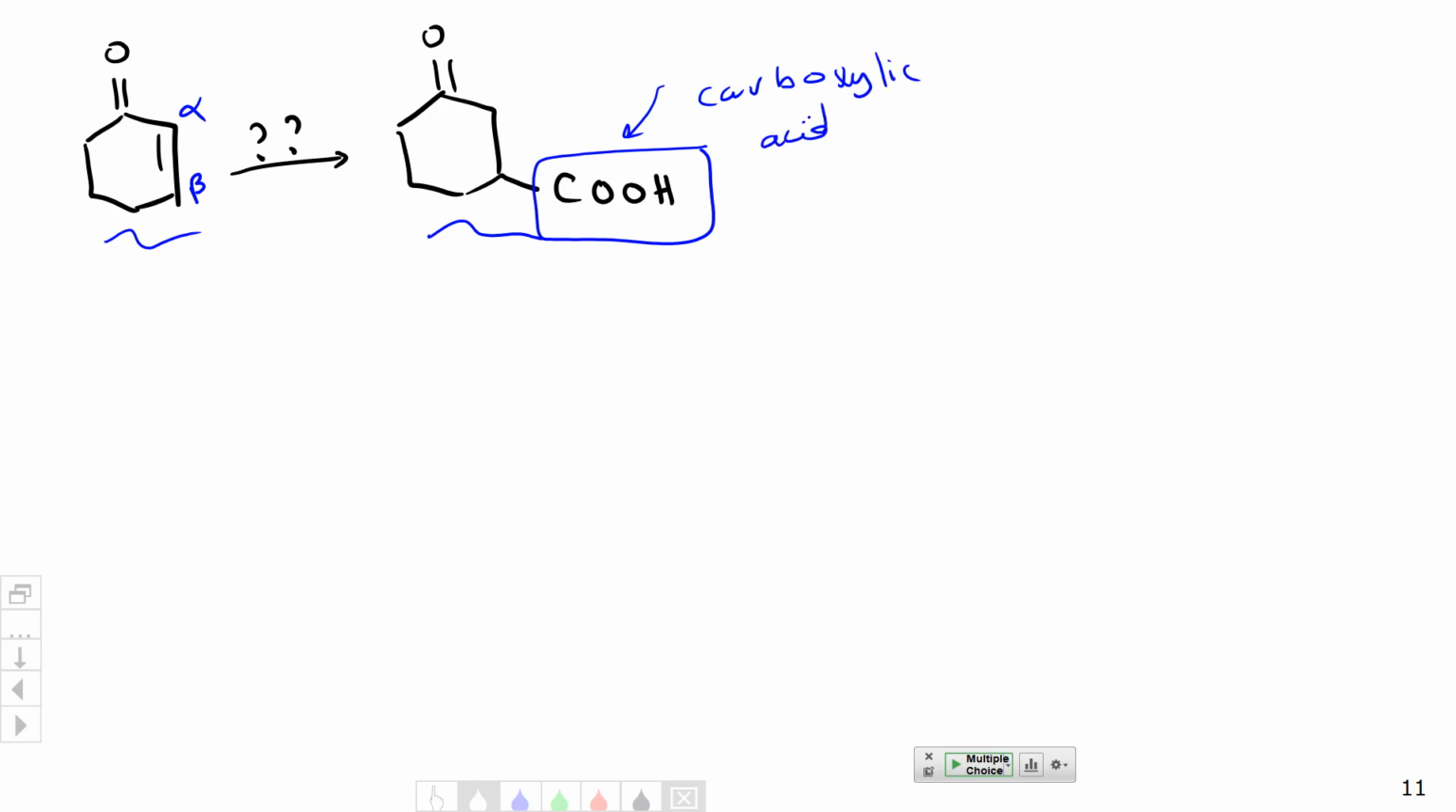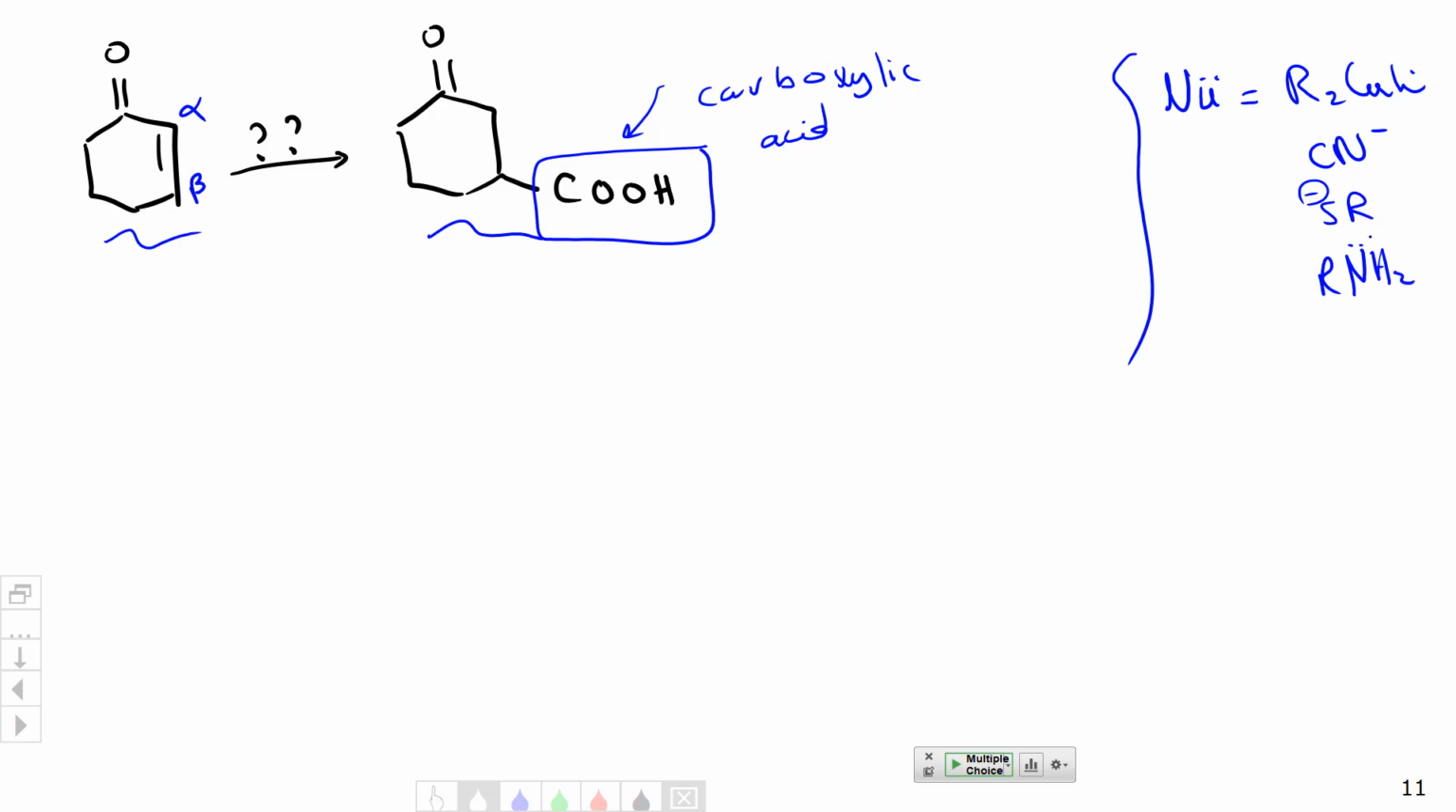Now, first of all, adding things to the beta carbon is not an impossibility. We just learned if it is an alpha-beta unsaturated ketone, these are the nucleophiles that I can add: organocopper lithium, cyanide, sulfide, or RNH2. If I add any of these to the alpha-beta unsaturated ketone, it's going to end up on the beta carbon. Now, the next question to narrow it down is which one I'm going to add. Clearly not the sulfide, not the amine, right?